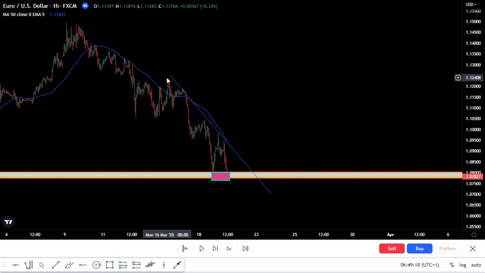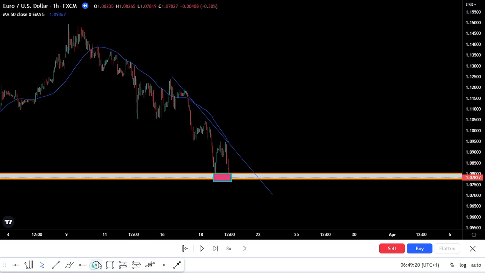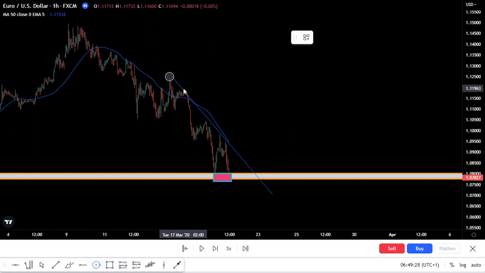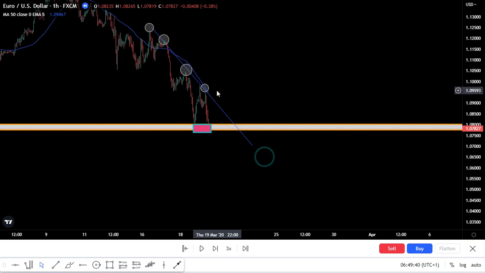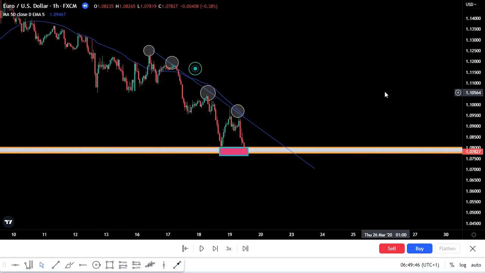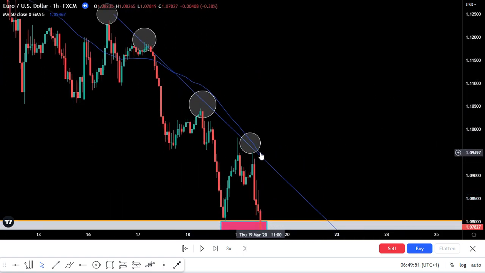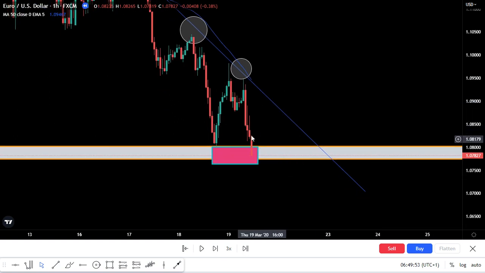This is the high, I'm connecting these points here, these points again, these points, and this point. So I'm connecting these points, and I need to see a breakout. Once the price breaks out from my trend line and also my moving average, that's the point I make entry. That's the point I confirm this.